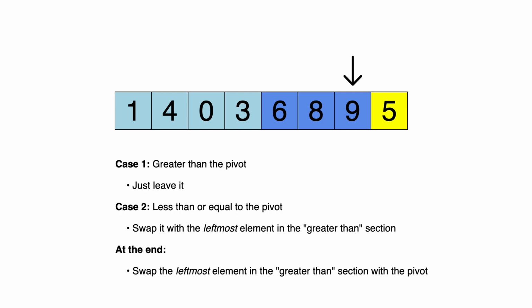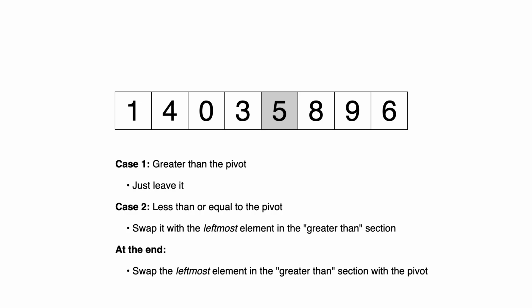Now at the end, we have to make one last swap to bring the pivot to the correct place. We do this by swapping the leftmost element that's greater than the pivot with the pivot itself. Now everything to the left of the pivot is less than or equal to the pivot, and everything to the right is greater than the pivot. Because of this, we know that the pivot, 5, is now in its final correct position. All we need to do now is recursively sort the two subarrays.